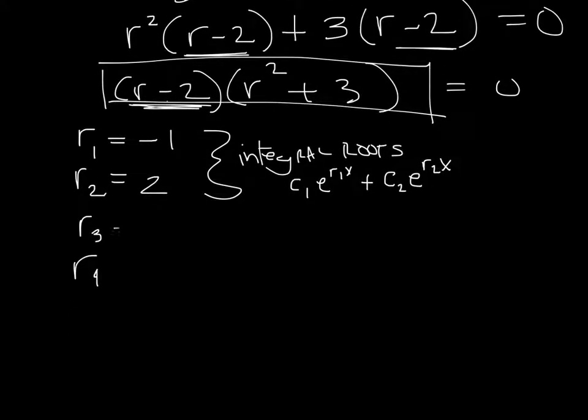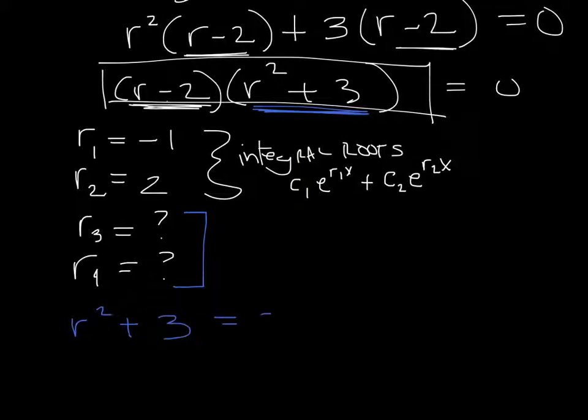And what about R3 and R4? What are the roots going to be? Well, we're still left with, let me get a different color here, this guy, and this is not too bad. This is going to be the blue part. Well, R squared plus 3 equals 0.